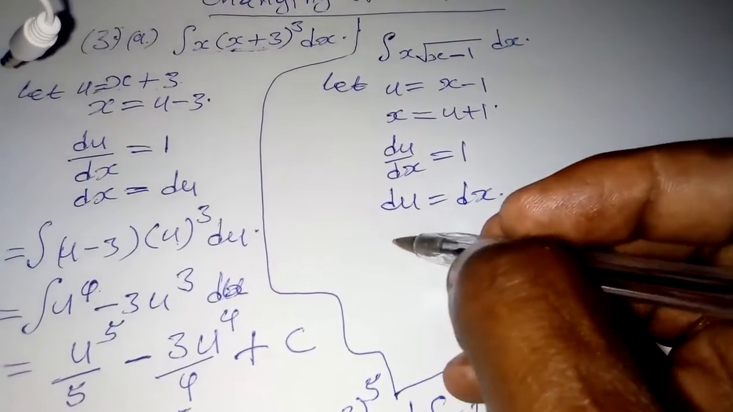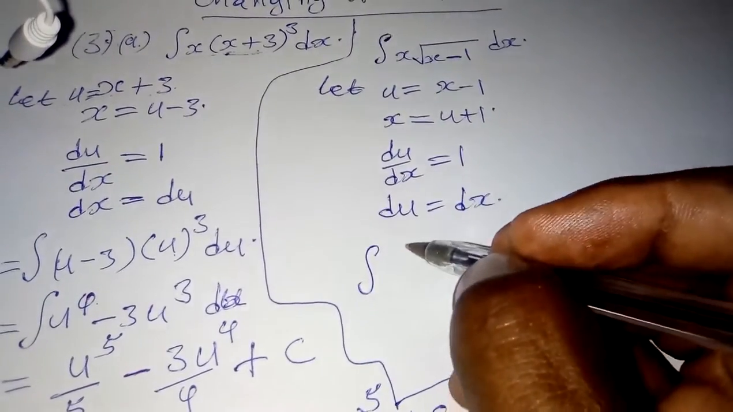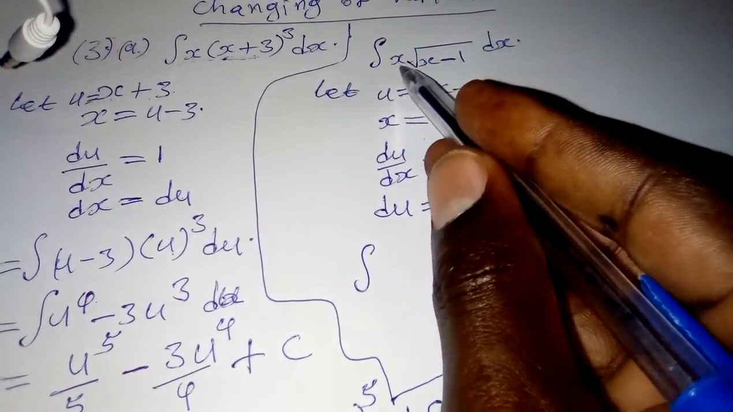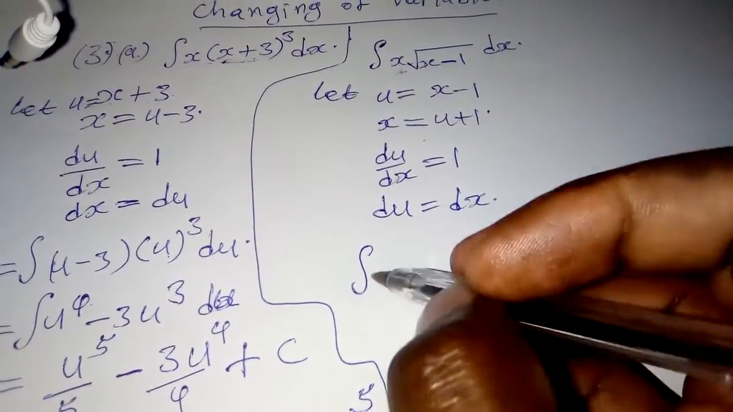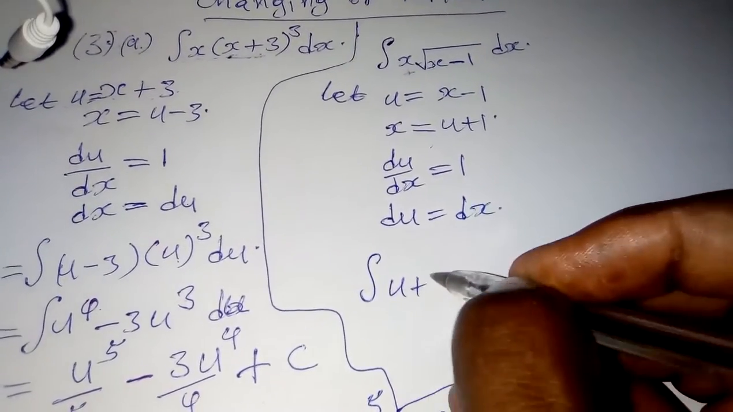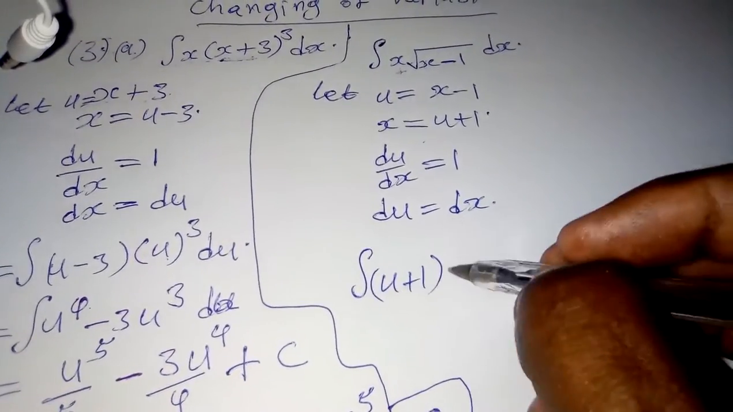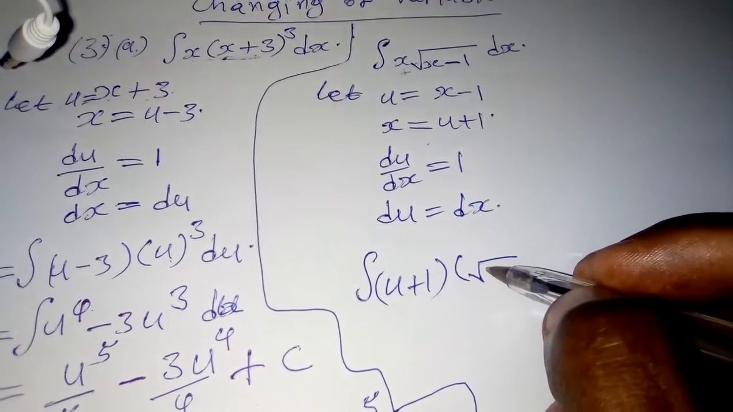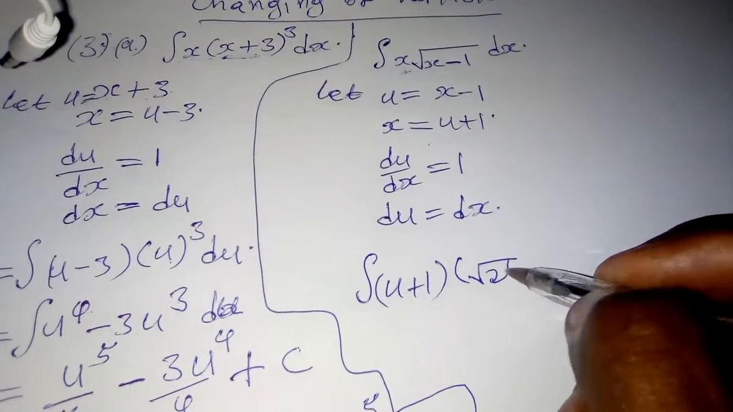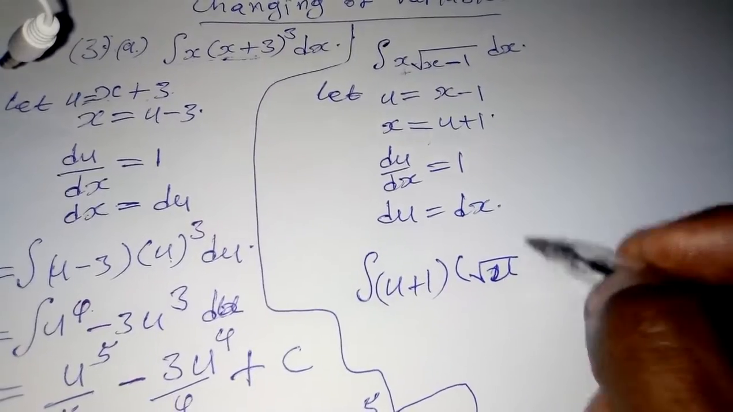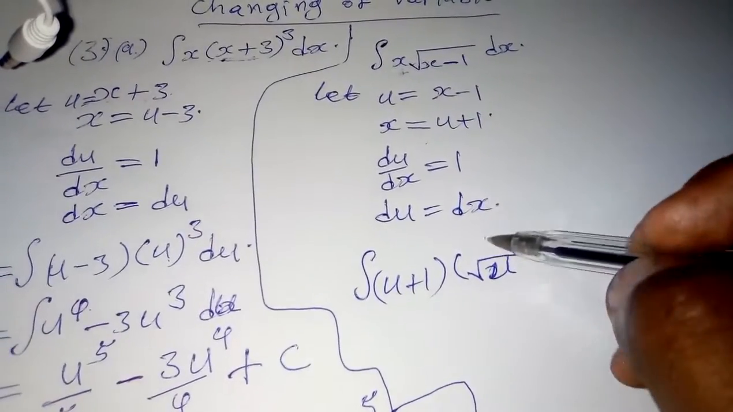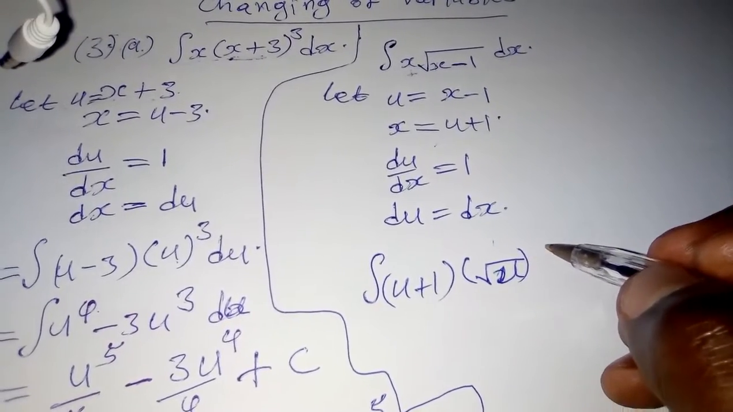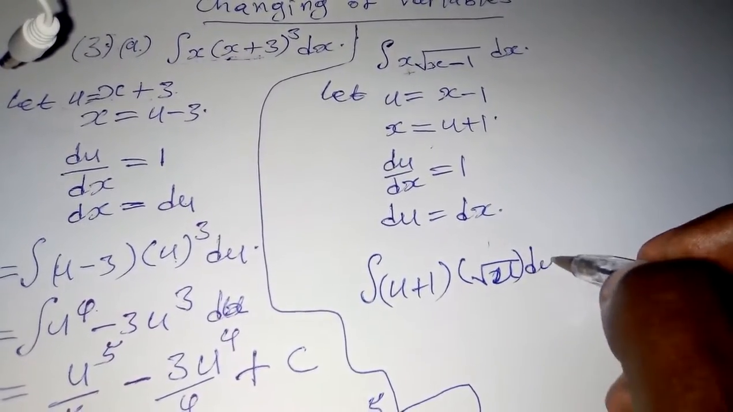So what I do here now is find the integral. Where there's x, I'm putting u plus 1, so this x is going to be replaced by u plus 1, in brackets like that. Then I'm going to have the root of u, instead of writing x minus 1. And where there's dx, I'm putting du.